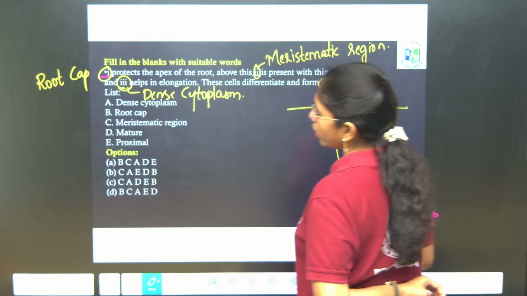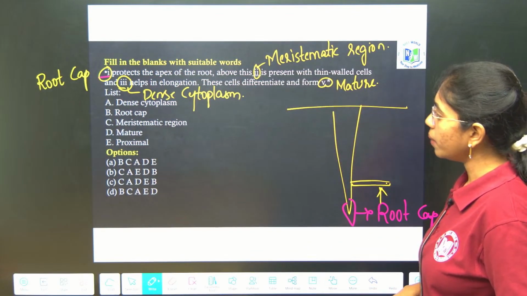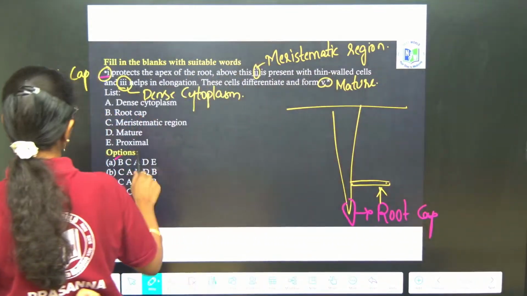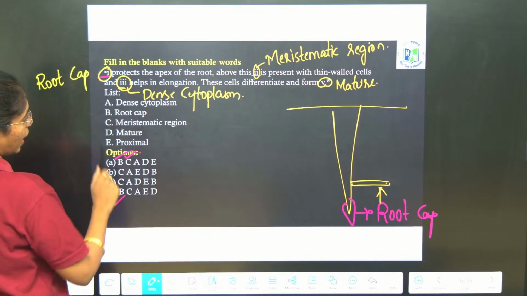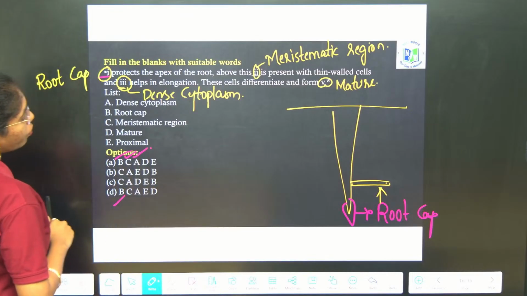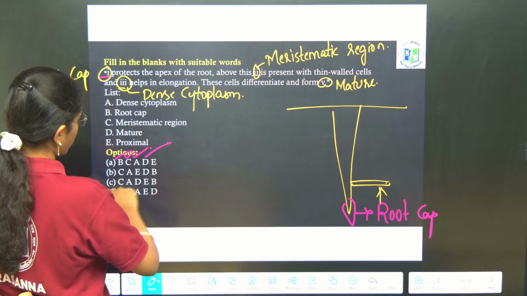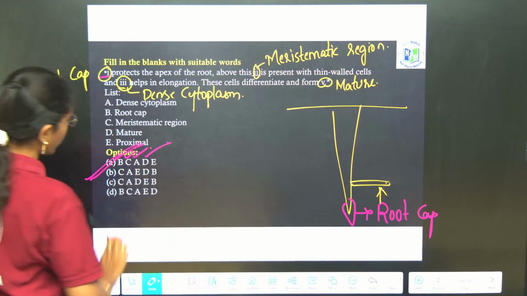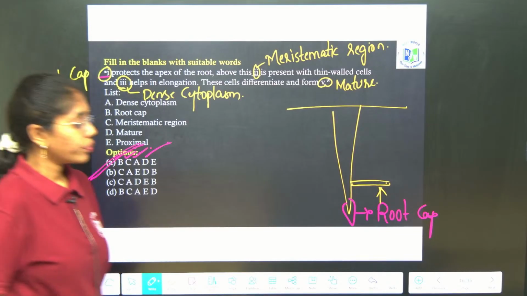Fine. So, here if you see, first it is root cap, that is B, first B, and then meristematic region, that is C, and after that dense cytoplasm, that is A, followed by they will differentiate and they get mature. So, it is option A. Fine, right? Option A is the right answer. If you are having any doubt, you can drop the message in the chat box, I will be answering it. Clear? Yeah. Next question.